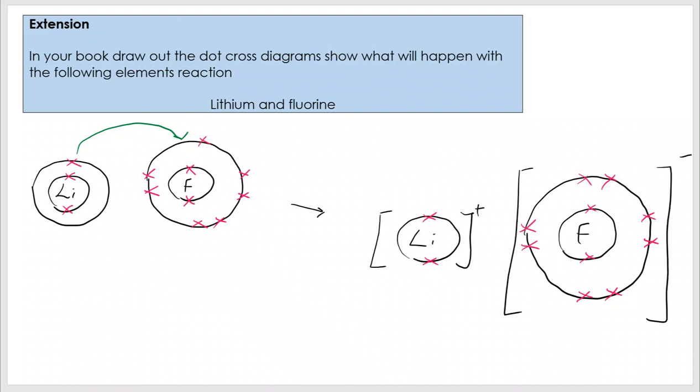But lithium has lost an electron, so it becomes a positive ion, and fluoride has become a negative ion because it's gained an electron.